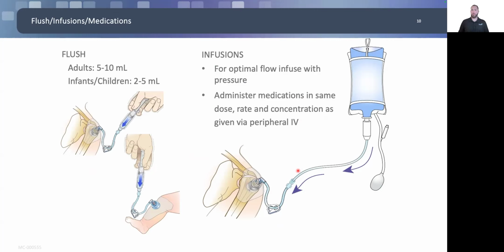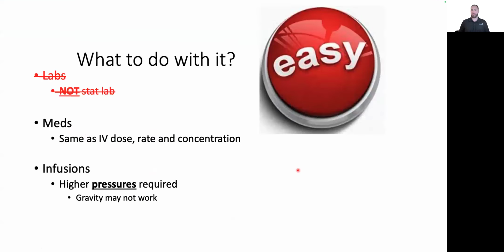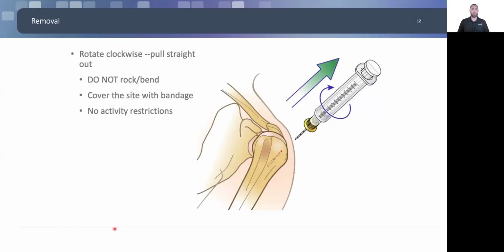So you're going to need to use pressure bags to administer fluids in a timely manner through this. And you can give almost any other medication that you can give in a regular IV. You just aren't going to give things like chemo medications. Now, you can also draw labs off of this, but you may not be able to run all of your labs depending on your laboratory setup. Medications, as mentioned, you'll give the same dose, rate, and concentration, and you're going to use those higher pressures.